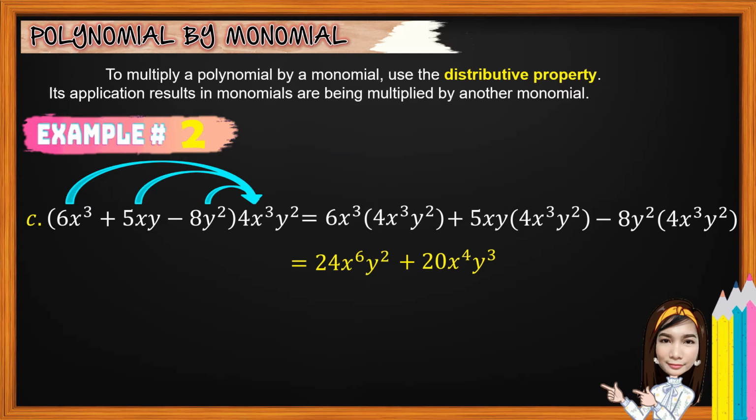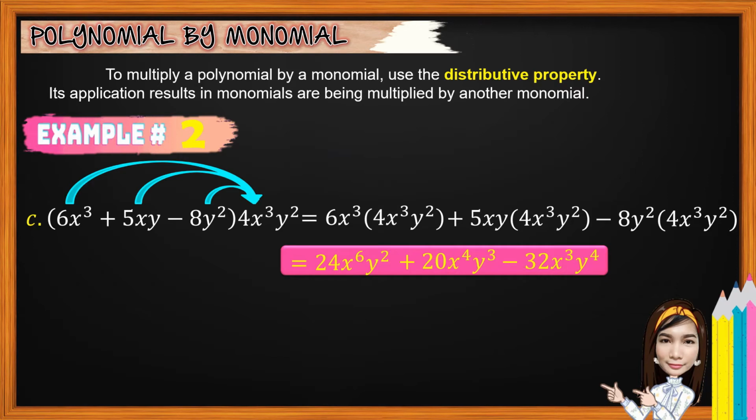Then copy the same base y. Add the exponent 1 plus 2, we have 3. Then multiply negative 8 times 4 is equal to negative 32. Copy x cubed. Then copy the same base y. Add the exponent 2 plus 2, we have 4. So the product is 24x to the 6 y squared plus 20x to the 4th y cubed minus 32x cubed y to the 4th. For letter D, we have 2a times the quantity 4a cubed minus 7a.